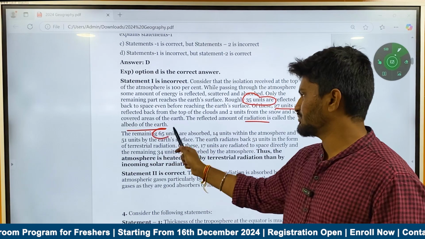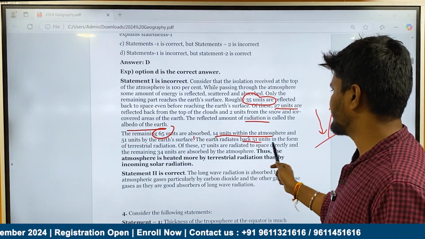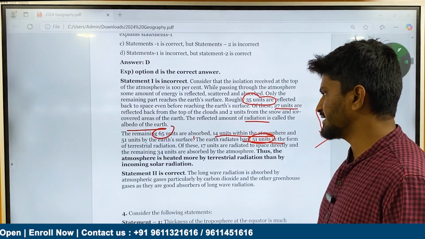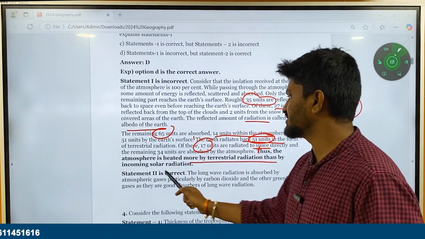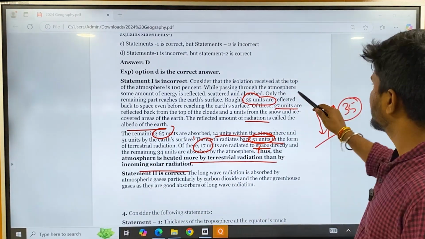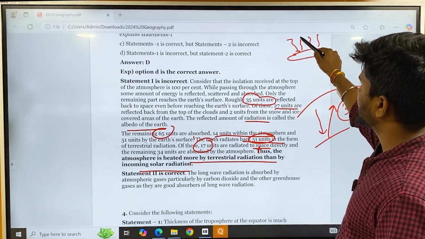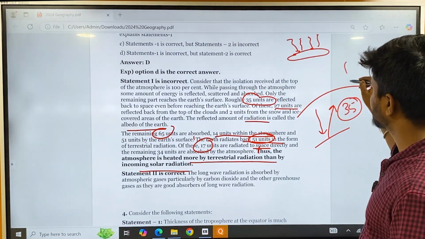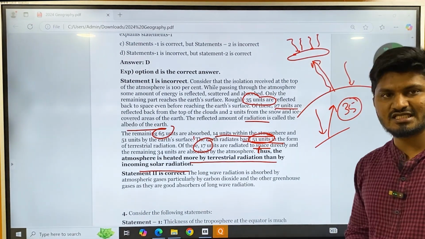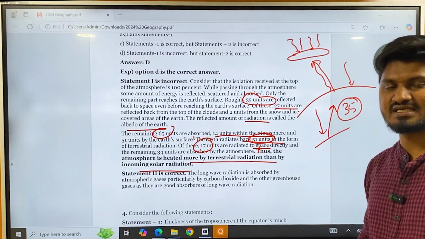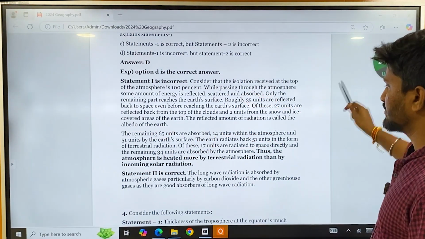The remaining 65 units are absorbed, 14 units by the atmosphere and 51 by the Earth's surface. The Earth radiates back 51 units in terms of terrestrial radiation. Of this, 17 units are radiated to space. Thus, the atmosphere is heated more by the terrestrial radiation than the incoming solar radiation. In the atmosphere, the incoming solar radiation is reflected back by the clouds and other things, and most of the short wave radiation that is absorbed by the Earth is re-emitted as long wave radiation, which is responsible for heating the atmosphere. The atmosphere gets heated more by the terrestrial ground radiation. Statement 2 is correct.